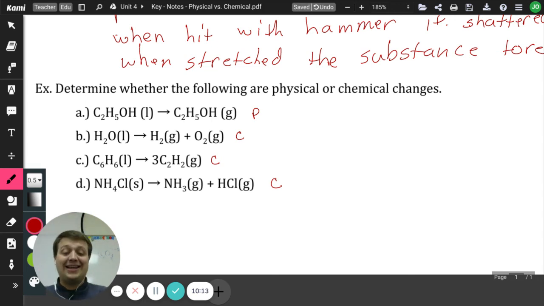All right, y'all, so that is it on our physical versus chemical. So it is a very, very simple thing, just kind of breaking it down. I wanted y'all to see what AP Chemistry would do in terms of these concepts.